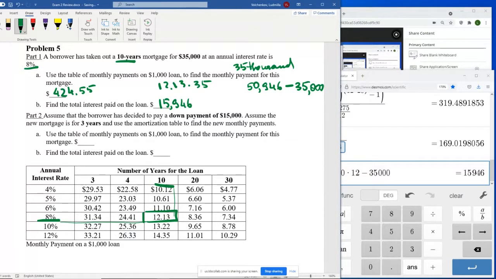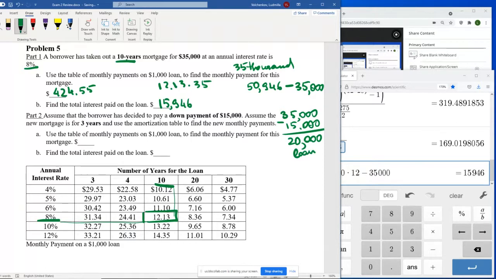So you will pay on interest 15,946. Assume that the borrower has decided to pay a down payment of $15,000. So the loan will be not 35,000, but 35 minus 15,000, so 20,000. This is the loan.